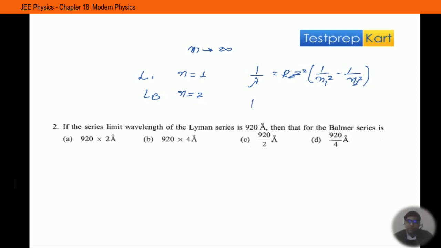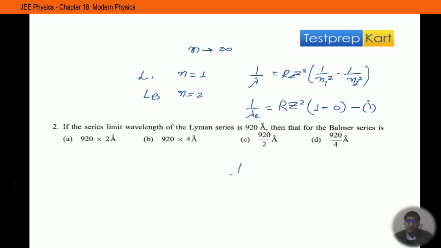So for the first case we can write 1 over lambda Lyman is equal to R Z square into 1 over 1 square, that is 1, minus 0, because 1 over infinity is 0. So from here we have got the value of R Z square. This is our first equation.